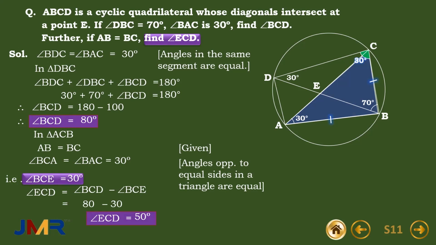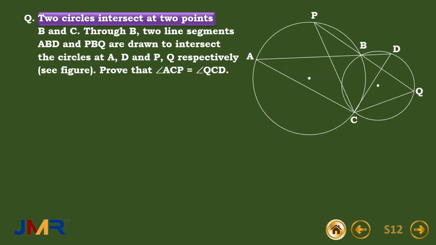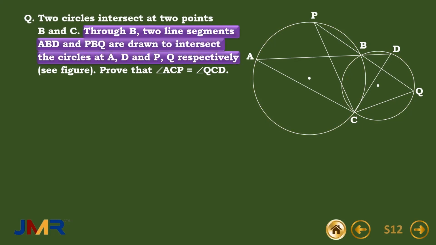Of course, this problem is a little tricky, but very easy. Follow systematically. I hope you all enjoyed this problem. Let us go further. Let us do one more problem. Two circles intersect at the points B and C. Through B, two line segments ABD and PBQ are drawn to intersect the circles at AD and PQ respectively. Prove that angle ACP is equal to angle QCD.